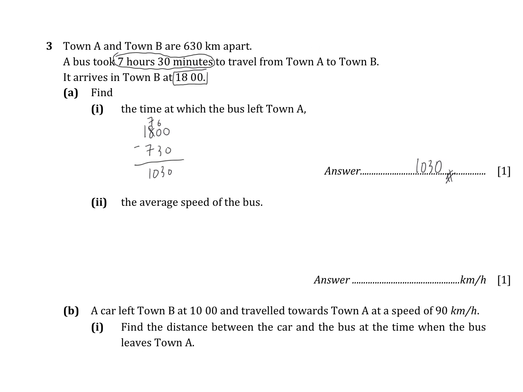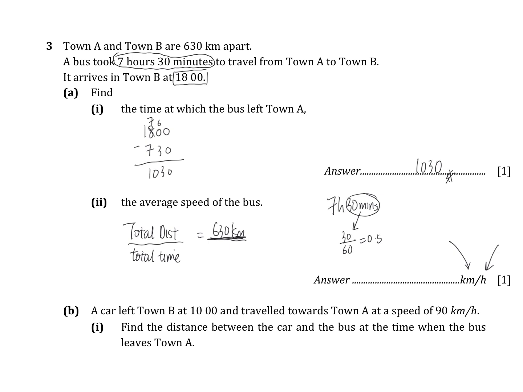Average speed is total distance divided by total time. So the total distance is 630 kilometers. I don't understand why some of you change to meters. The question wants you to leave it in kilometers per hour, so you must follow the same unit. So kilometers, and they want your time to be in hours. So 7 hours 30 minutes. 30 minutes is how many hours? 0.5, because you divide by 60, right? So actually it's 7.5 hours.